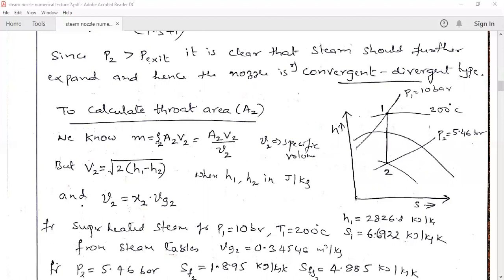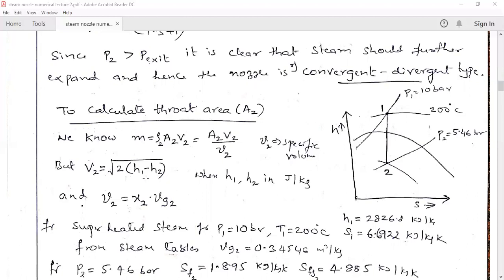And so M will be equal to A2 into capital V2, that is velocity, divided by the specific volume small v2. But we need to find the velocity. So A2 will be equal to M into small v2 by capital V2. For that you need to find the values of specific volume and the velocity at the throat to find the area. So how do you find the velocity?